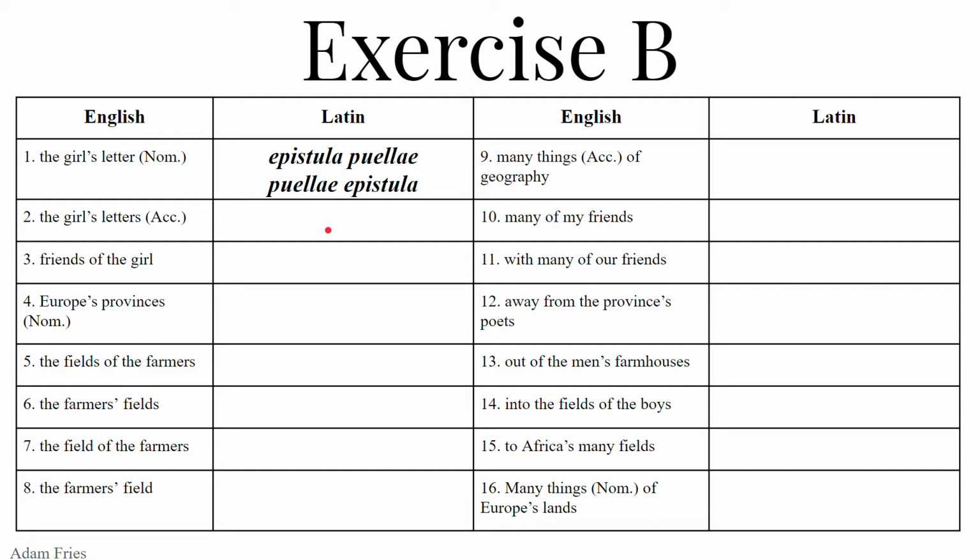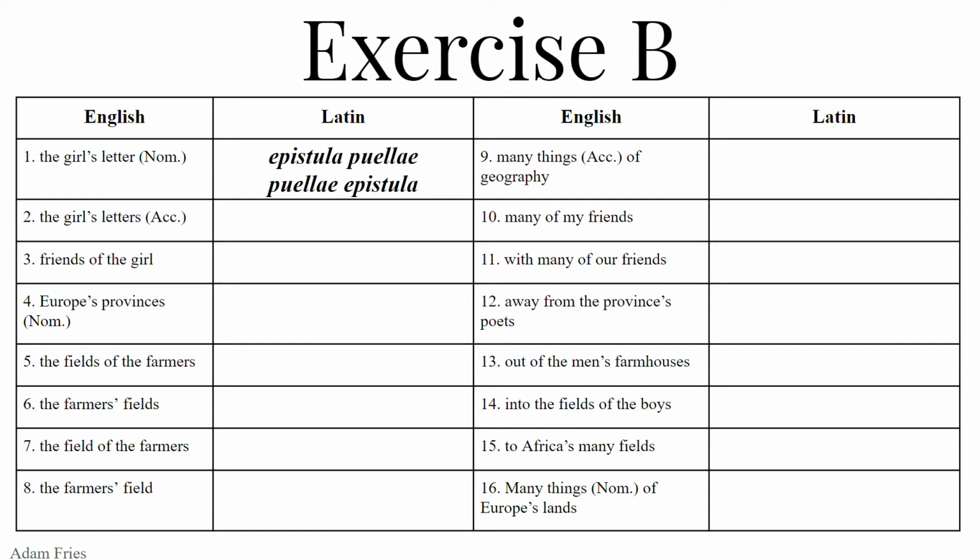Number three, friends of the girl. We probably want this friends to be in the nominative. So the nominative plural of amicus, masculine, is amici. Of the girl is the same thing as saying girl's, so the girl's friends. So this is going to be a genitive of possession of the singular puellae, feminine. So puellae amici, or amici puellae.